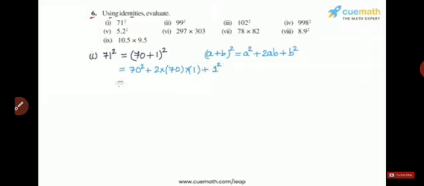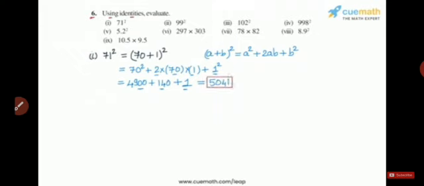ओके, 70 स्क्वायर किसके इक्वल हो गया? 4900 + 140 + 1. Now we add all these terms. By adding we get 5041. That is our answer.